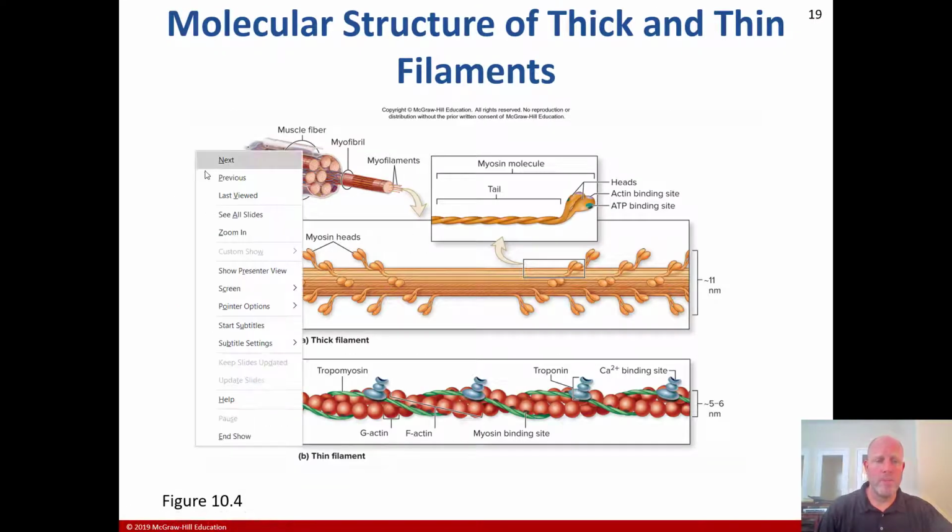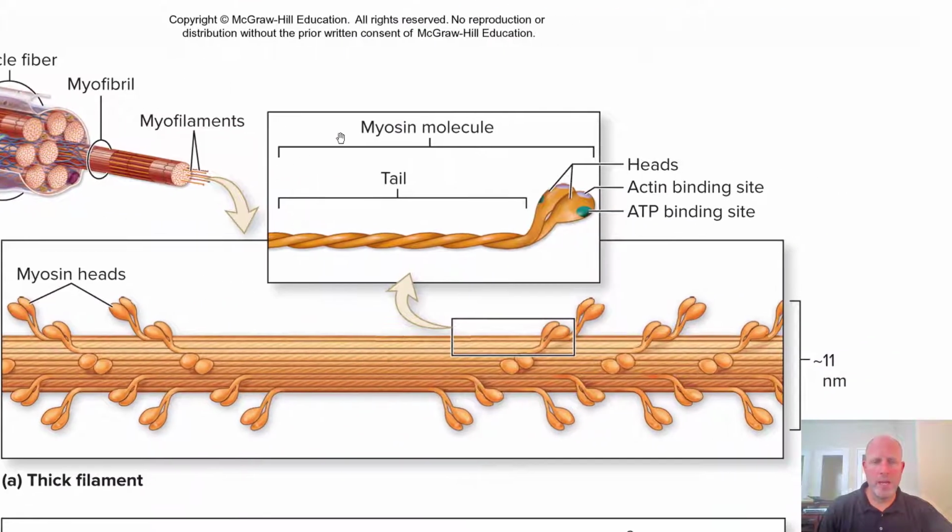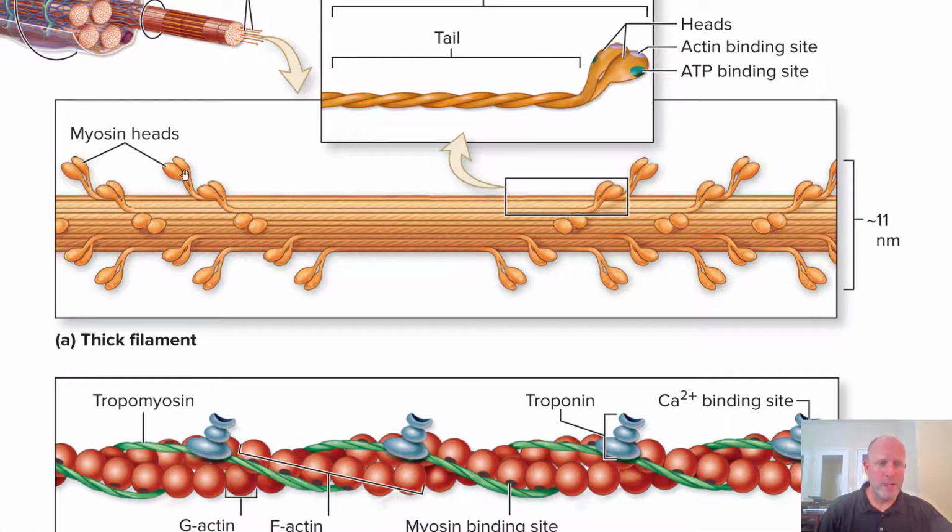So we have our muscle fiber, we have our myofibril and the myofilaments inside there, our myosin molecule. We have the heads, these golf club heads, these myosin heads, which bind with actin, the binding site for the actin to the myosin here. And these myosin heads are protruding out from this thick filament.